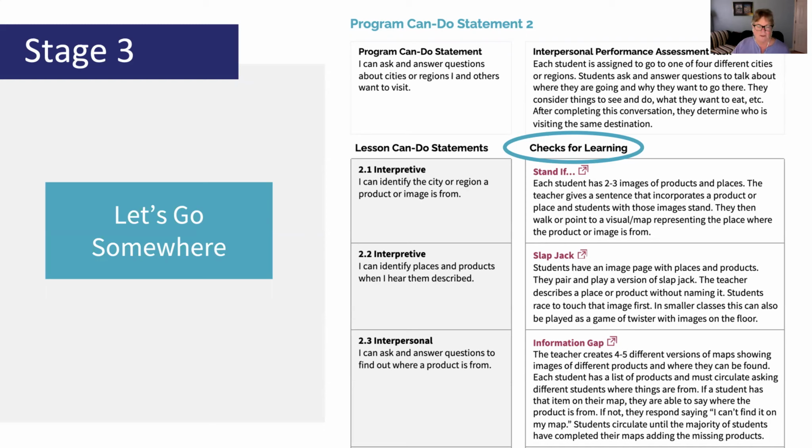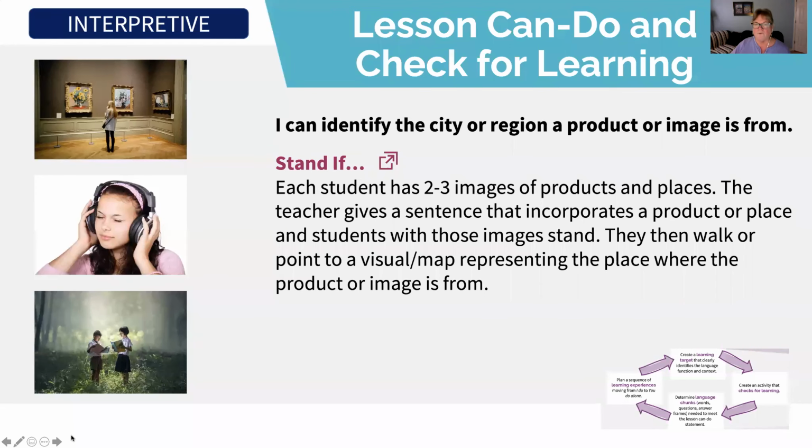So back to Vilband-Patton's statement about tasks moving from simple to more complicated, within the unit. For example, an interpretive task might be, I can identify the city or region a product or image is from, and each student will have 2 or 3 images. And then I, as the teacher, would say a sentence that talked about those. Students with those images would stand, possibly walk to a map, and point to where that's from.